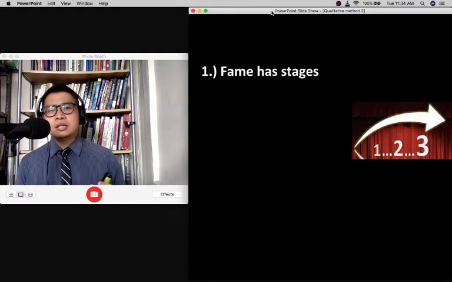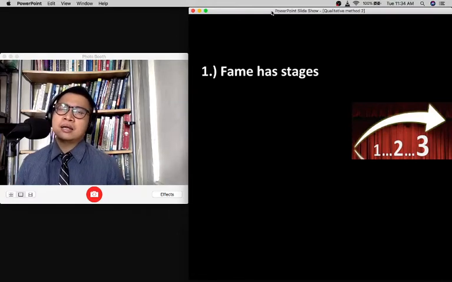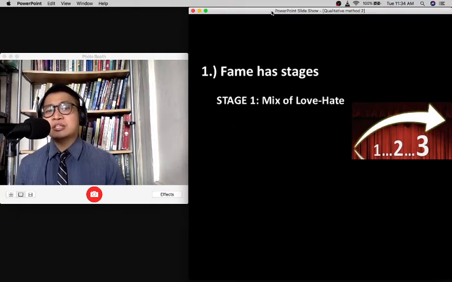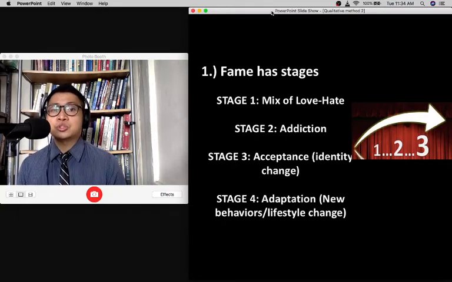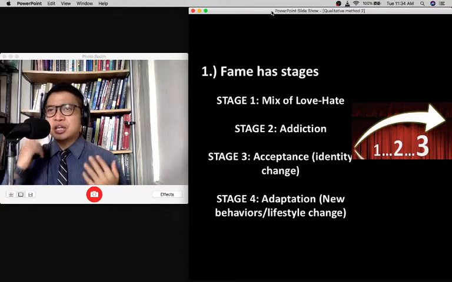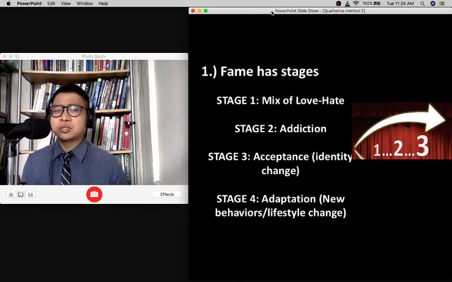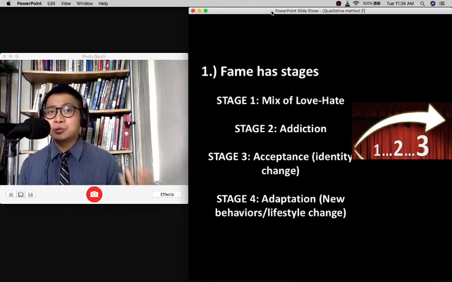Number one, the authors realized that fame has stages. Yung pagiging sikat pala ng isang tao, meron silang mga phases na pinagdaraanan from stage 1 to stage 4. Stage 1 is called the mix of love and hate. Ibig sabihin, nung bago-bago pa lang silang sikat, they have mixed feelings about being that famous. Nasaan yung love doon? Why do they love being famous? Because it feels good to be famous. People recognize you, people value you, 'di ba? Kapag lumalabas ka sa streets, people are very warm to you simply because you are famous.